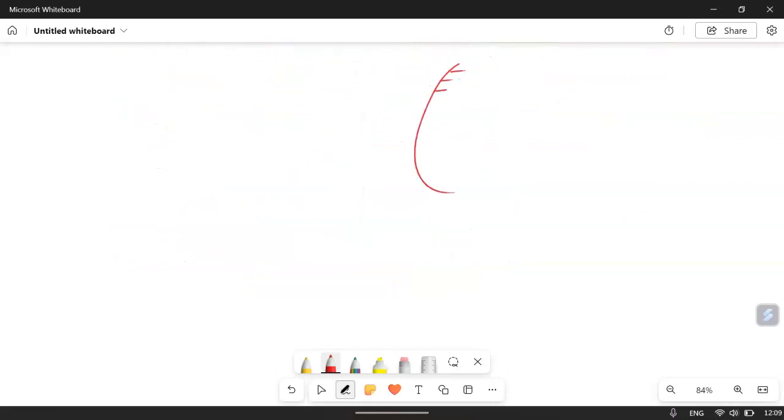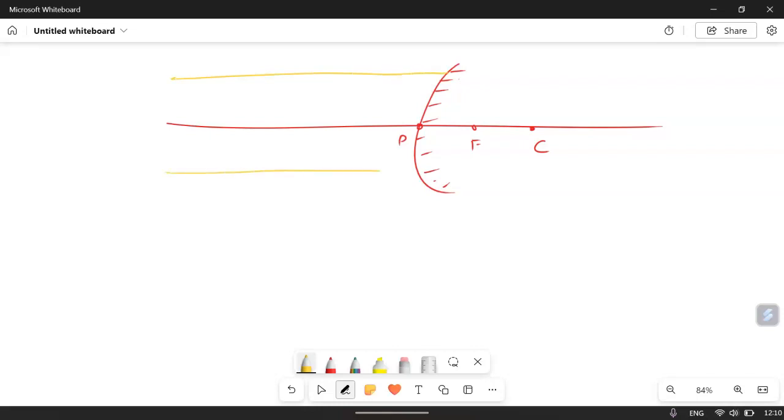We will draw the convex mirror. This is your convex mirror. We will draw the principal axis passing through the pole and center of curvature, and the focus. When the light rays come from infinity, they come parallel to the principal axis. Now they strike the reflecting surface and go like that. Now we have to stretch it back. It meets at the focus. You know that this is a diverging mirror, so light rays are diverged.